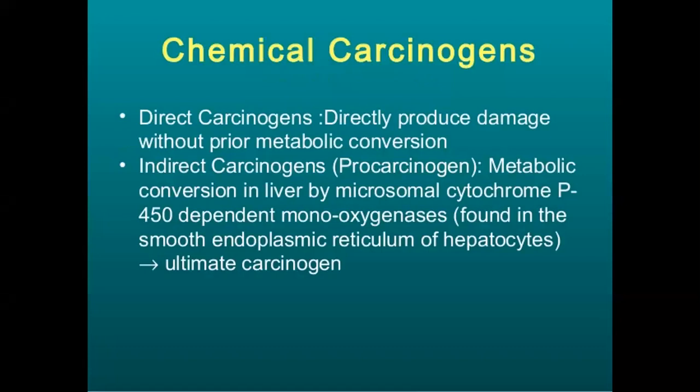There are two types, direct and indirect. The direct ones produce damage without prior metabolic conversion, while the indirect carcinogen requires metabolic conversion in the liver by a microsomal cytochrome P450 dependent monooxygenase found in the smooth endoplasmic reticulum of the hepatocytes, which leads to the ultimate carcinogen.